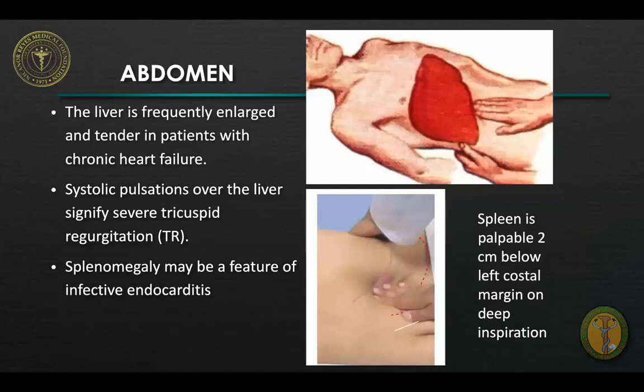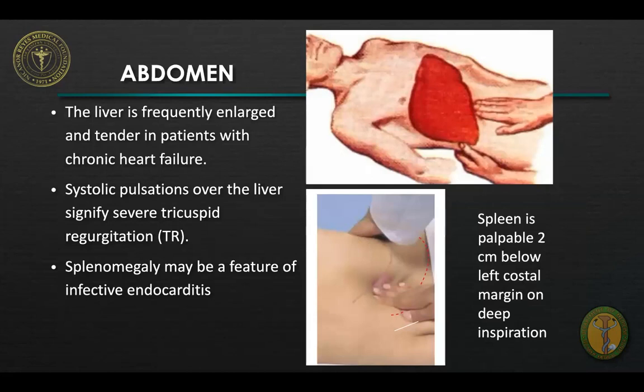When doing abdominal exam, again, you will have clues for cardiovascular diseases. The liver is frequently enlarged and tender in patients with chronic heart failure. Systolic pulsations over the liver signify severe tricuspid regurgitation.